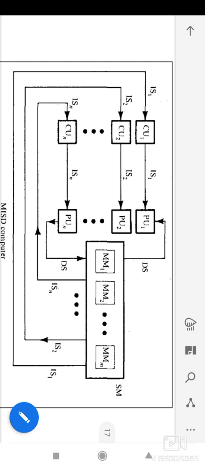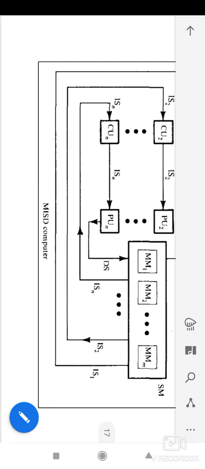That is, the data is given to processor unit 1, then the output of processor unit 1 is given to processor unit 2, and so on. So it works with the same set of data. Different instructions work on the same set of data. That is multiple instruction, single data stream.